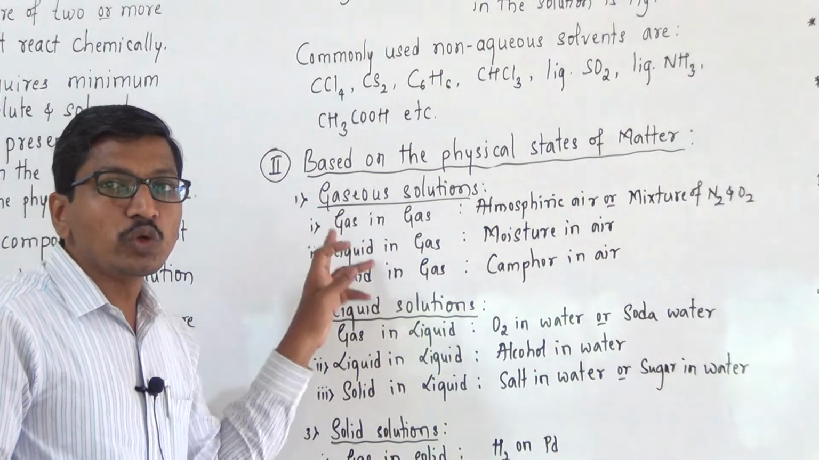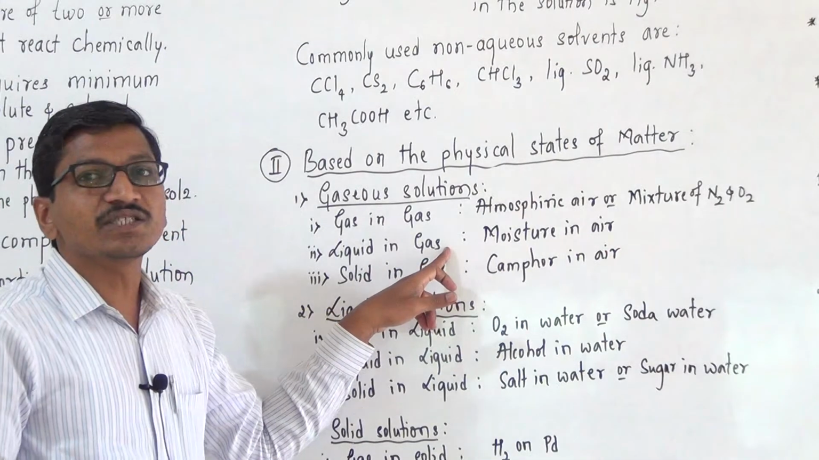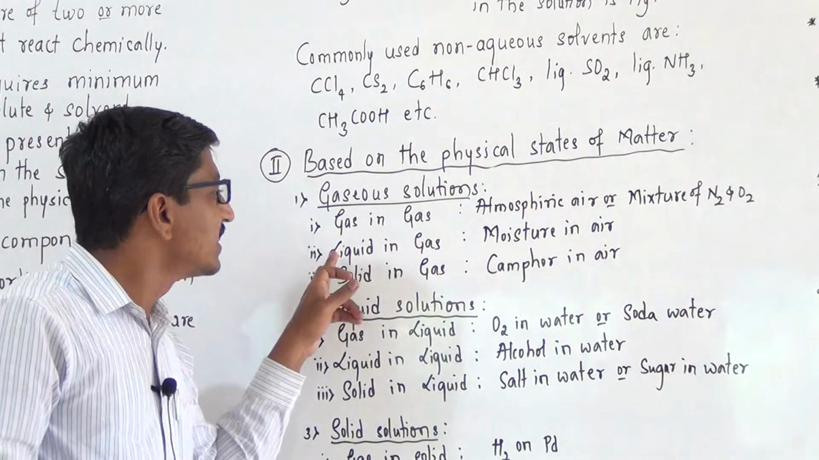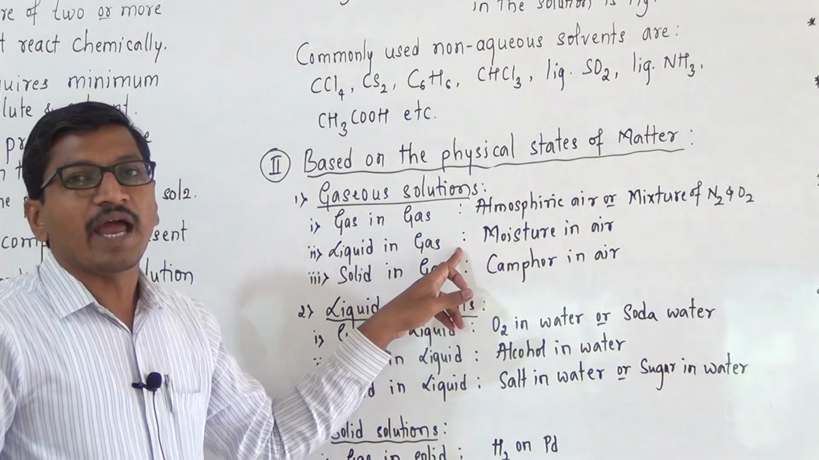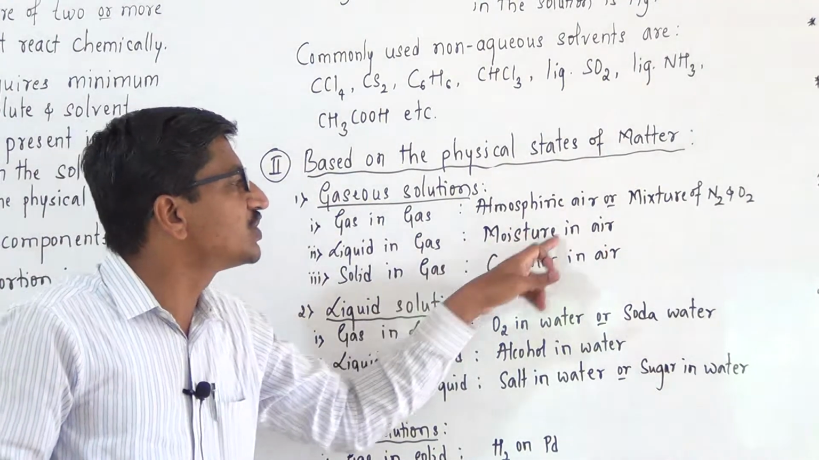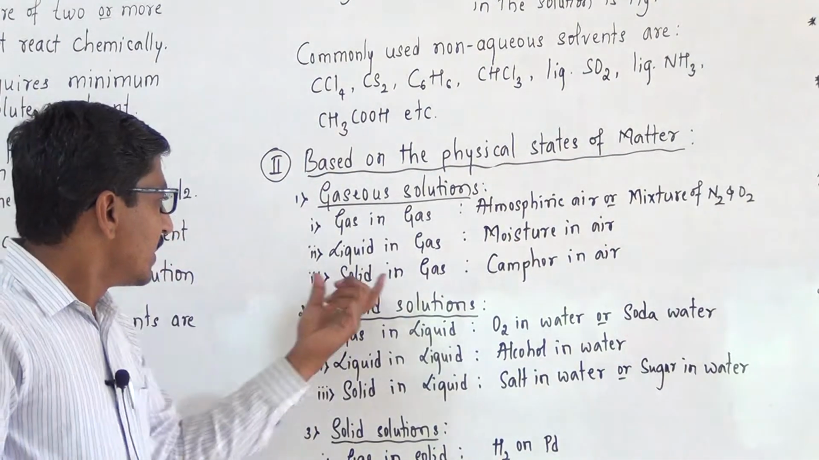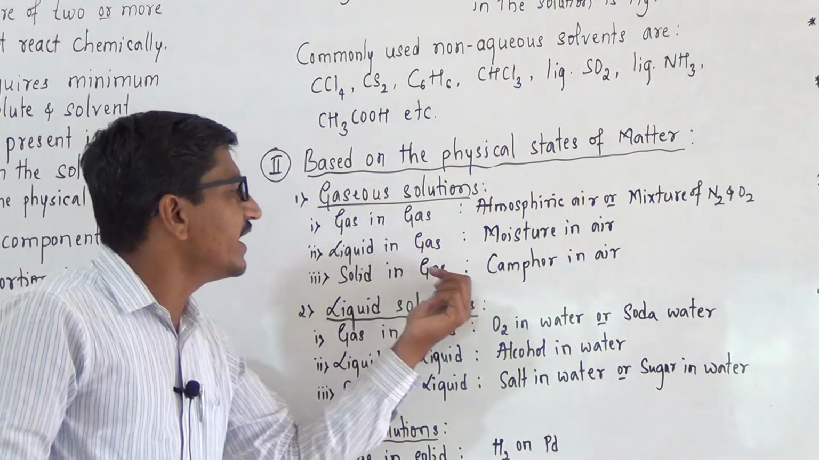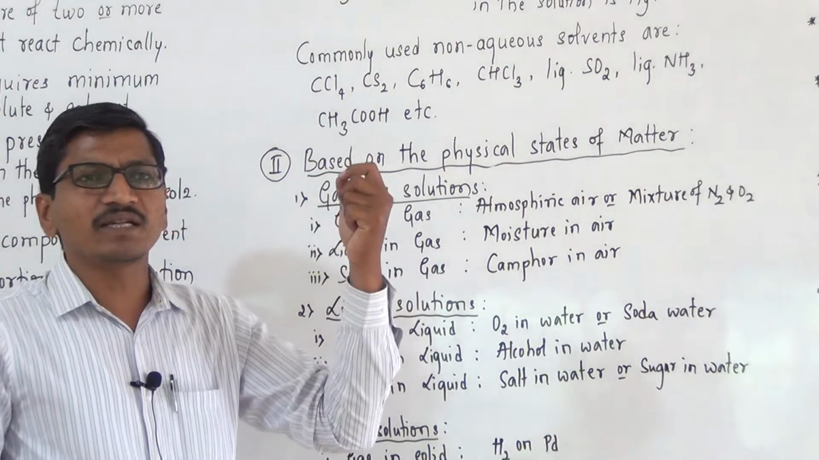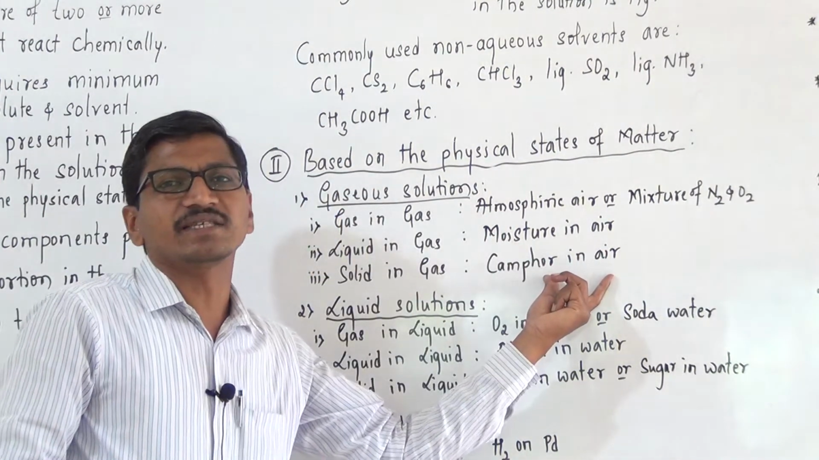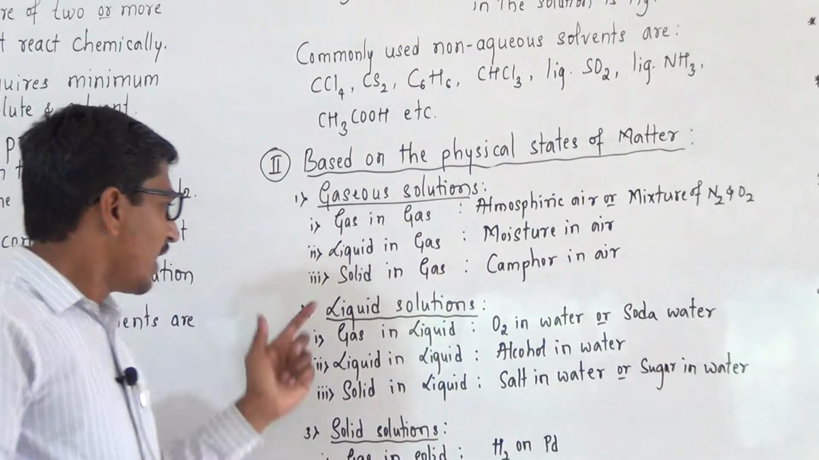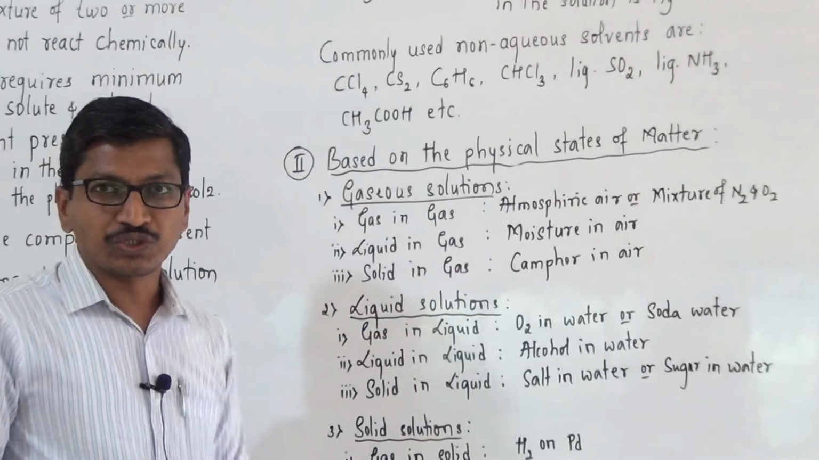Liquid solute components present in the gaseous solvent are called liquid in gas solutions, and the best example is moisture in air. Next one is solid in gas. The camphor particles present in the air are an example for this.